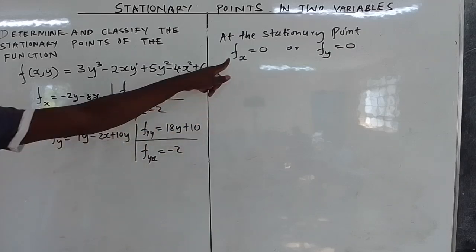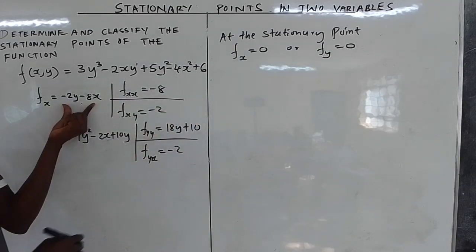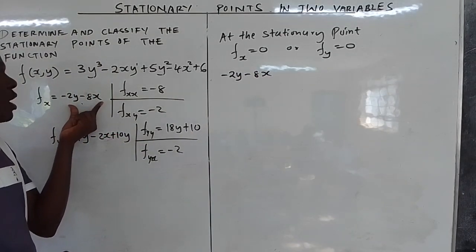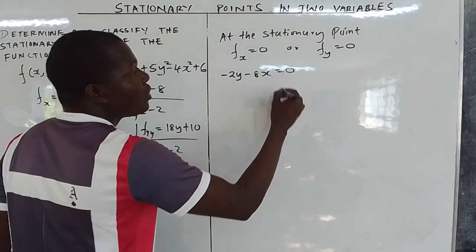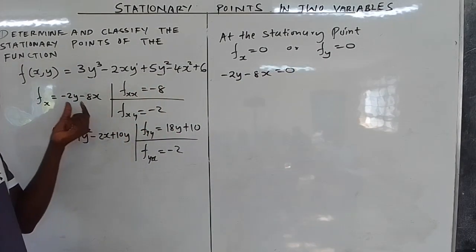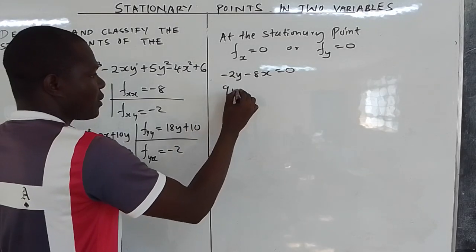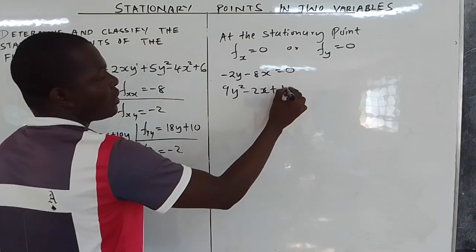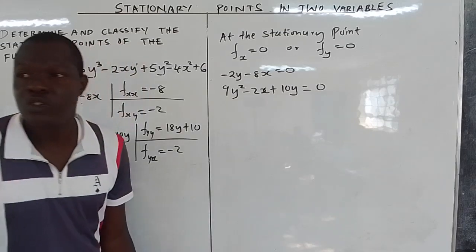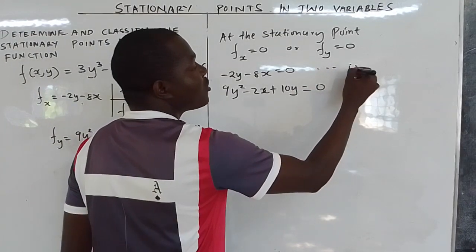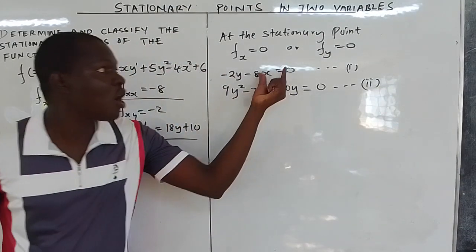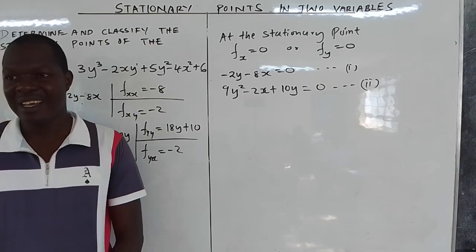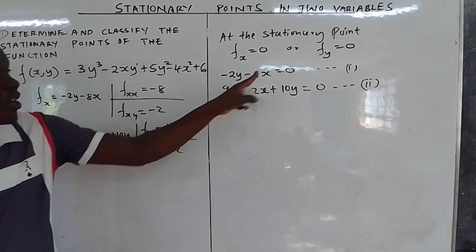So you come and substitute your partial derivative with respect to x. What did you get? Minus 2y minus 8x to be equal to 0. Or partially with respect to y, what did you get? 9y squared minus 2x plus 10y is equal to 0. So you can see these two equations are simultaneous equations. So it means when you solve these simultaneous equations, you get the stationary point, isn't it? Are we together? So it means we've determined the stationary point when we solve these equations.